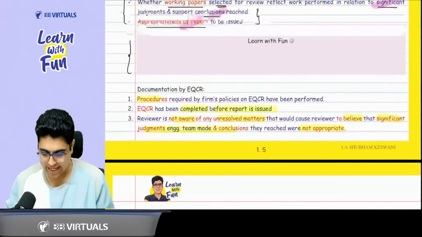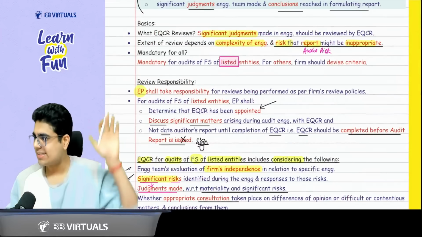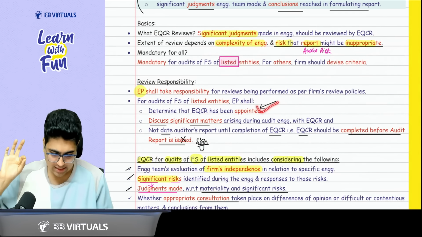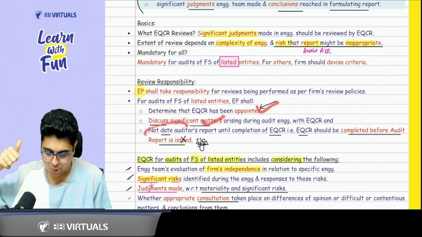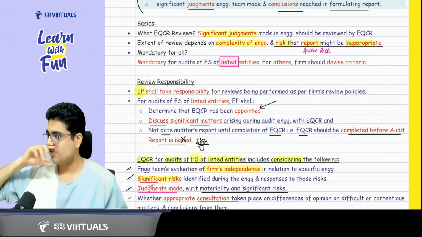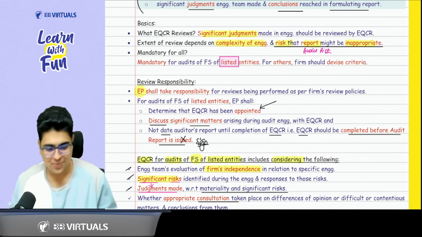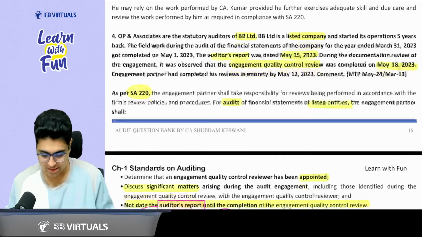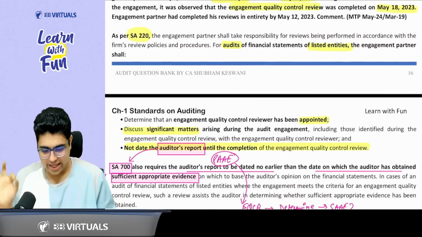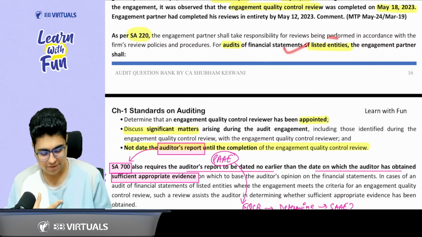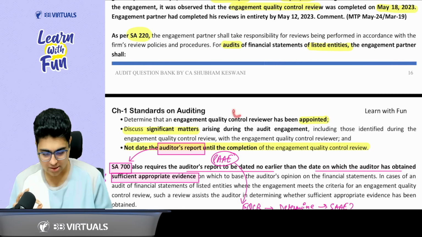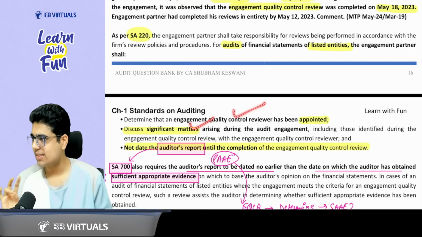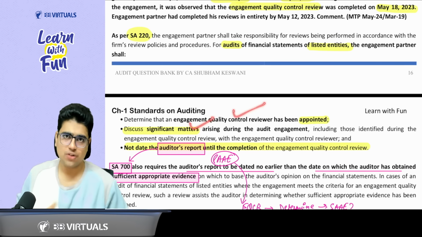Sir, which points? These points: that EQCR is appointed, discuss the significant matters, and don't date the report until the completion of EQCR. These 3 points will go in the flow. So this is what you need to write. The engagement partner will take the responsibility for audit of listed entities, that EQCR is appointed, the significant matters are discussed, and don't date the report until the completion of EQCR.